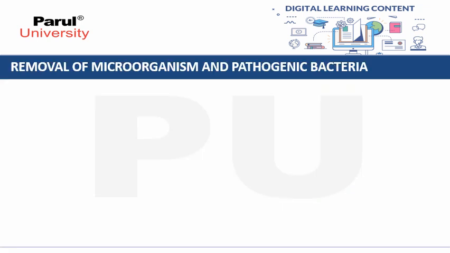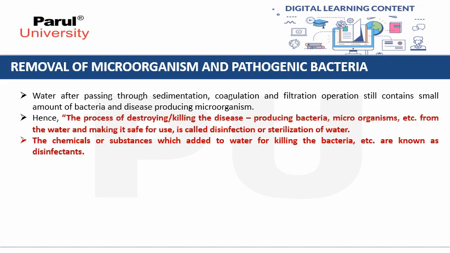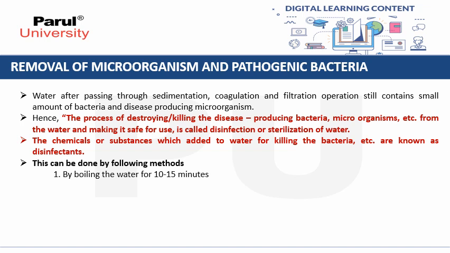Removal of microorganisms and pathogenic bacteria. Water after passing through sedimentation, coagulation and filtration operations still contains a small amount of bacteria and disease-producing microorganisms. Hence, the process of destroying or killing the disease-producing bacteria, microorganisms, etc. from the water and making it safe for use is called disinfection or sterilization of water. The chemicals or substances which are added to the water for killing the bacteria are known as disinfectants. This can be done by the following methods.